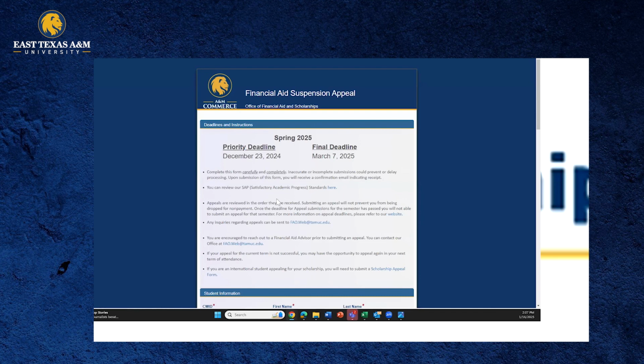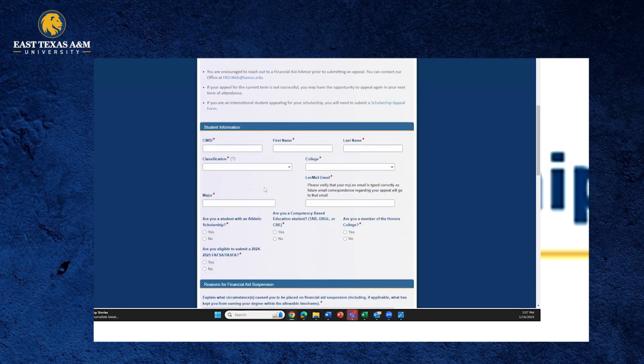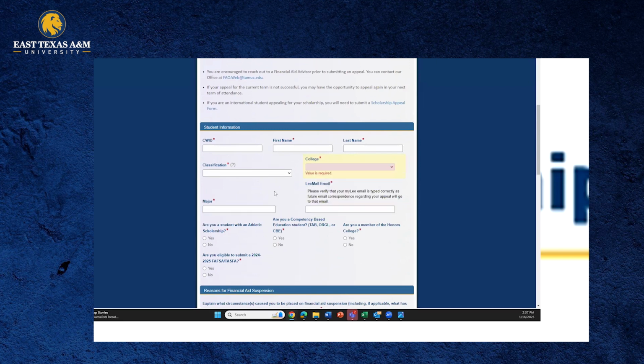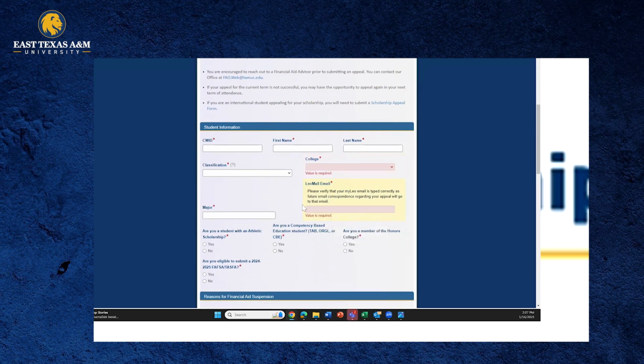But read through this form, complete everything that it's asking of you, input your information, CWD, first name, last name, classification, what your department is, so like college business, humanities, science, engineering, what your major is, and make sure you type in your student email. It's very important that you type it correctly because all future correspondence goes to that email. It is an electronic form, so essentially it takes what you type in and uses that to send out communications from the appeals committee. So if a situation arises where you typo your email, you may be getting important information that you're not seeing because of that typo. So definitely make sure you type it in correctly.